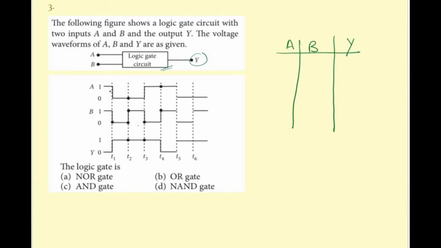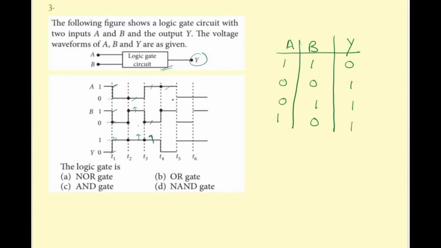Depending on the picture, when A is high and B is high, Y is 0. So A high, B high, Y 0. In the next step, A is low, that is 0, B is also 0 and Y becomes high. So A 0, B 0, Y high. In the next step, A is low, B is high and Y is high too. So A 0, B high and Y is high too. In the next step, A is high, B is low and Y is high. So A high, B low and Y high again.